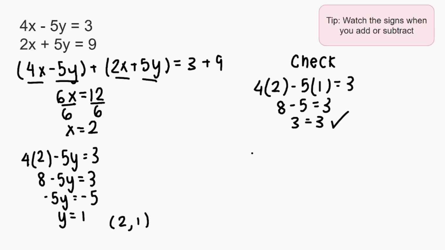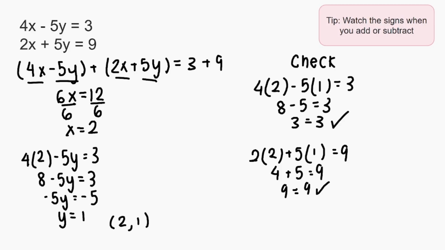Let's also check the second one. 2 times 2 plus 5 times 1 equals 9. So that's 4 plus 5 equals 9. 9 equals 9. So yeah, because we know that both of the equations hold, we know that 2, 1 is our answer.